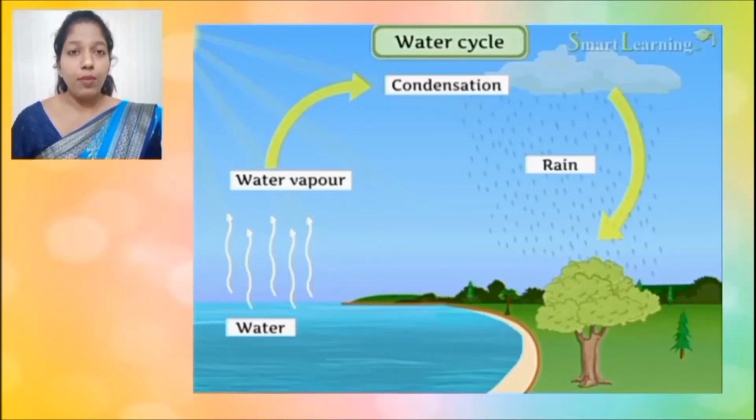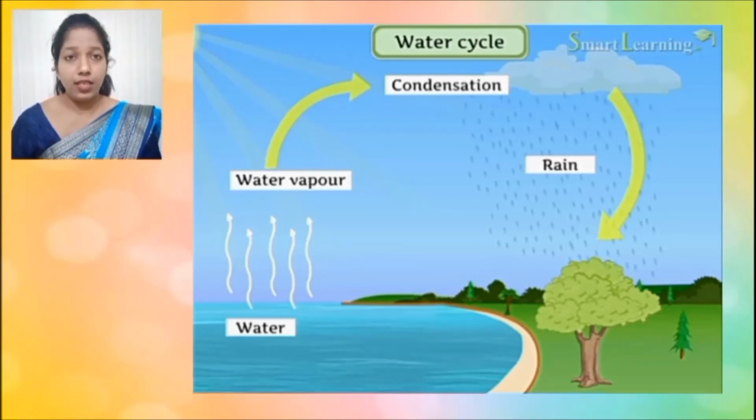Children, can you tell me what the water cycle is? The water cycle is the movement of water between the earth and air, from one form to another. We know ice, water and water vapor are the three forms of water. The heat of the sun evaporates water from all the water resources like rivers, oceans, seas, etc.